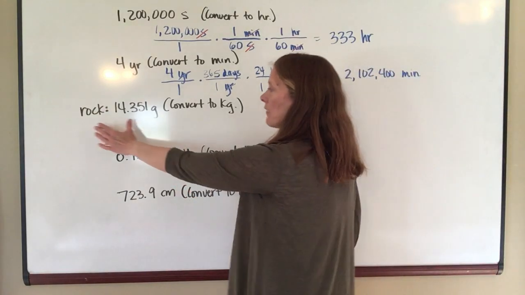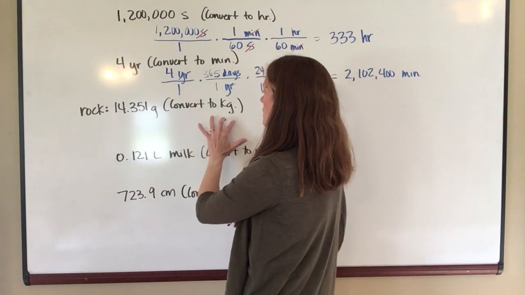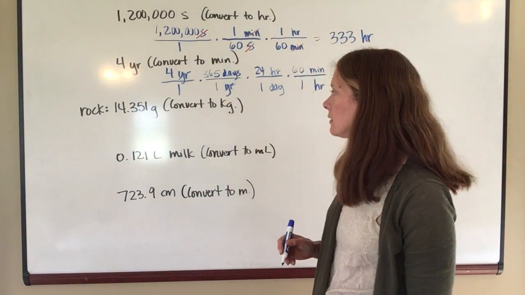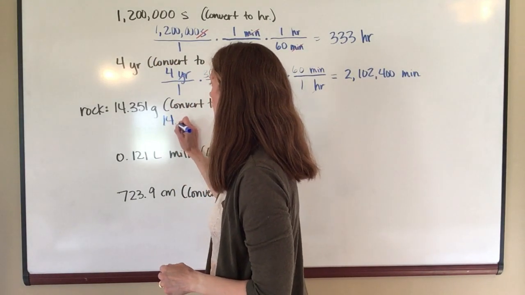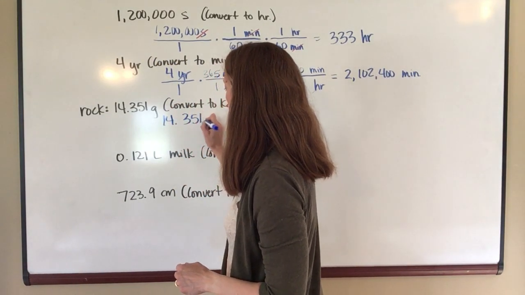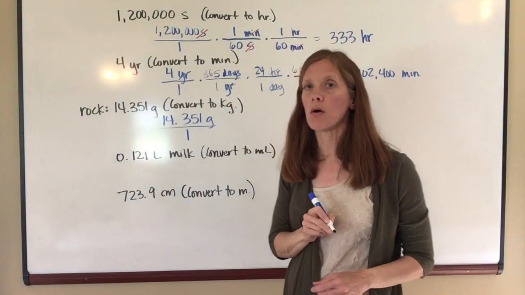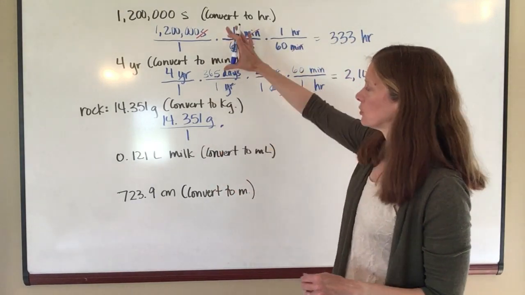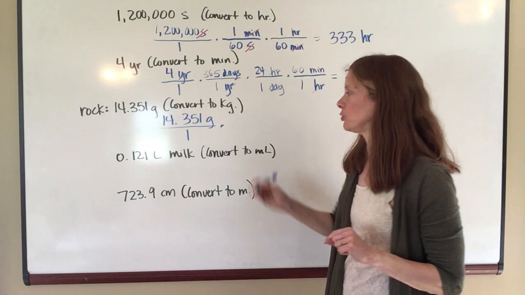So I have a rock that weighs 14.351 grams. I want to convert that to kilograms. How am I going to do that? Okay, well, just like I did up here, you always take the number that they give you, the number that you start with, and you always put it over 1. Now this is going to be a little bit simpler than what I had up here because on the rest of these, one conversion factor will do it.